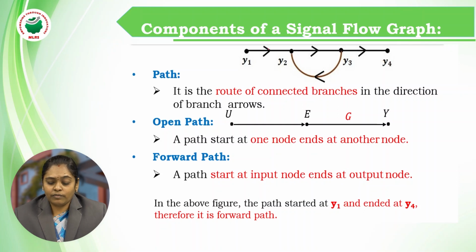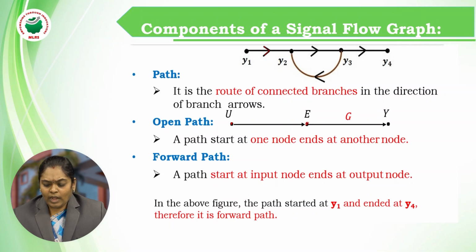So in case of the path, the direction indicates whether that signal is an incoming signal or an outgoing signal. And this path may be an open path or a forward path. What is meant by an open path is a path that starts at one node and ends on the other node. So here this is a path in which the signal starts at node A and ends at E.